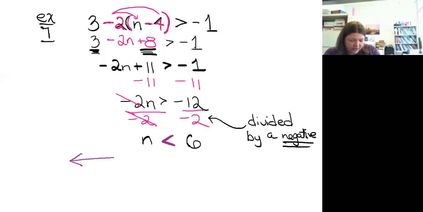And I should have graphed my last one. I love to forget to do that, but I'll graph this one. So if I have, let's see, 5, 6, 7. If n is strictly less than 6, I'll put an open dot on n and go off in the less than direction now. I've changed my direction.